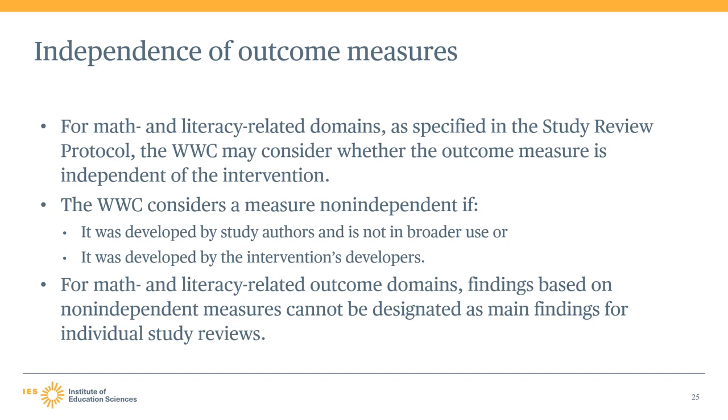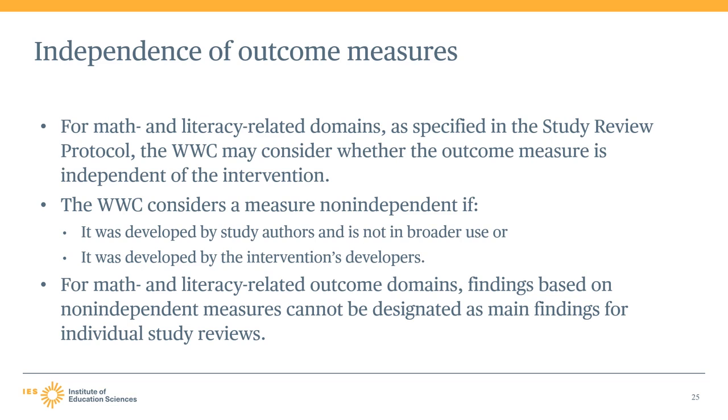Measure independence is one additional consideration the WWC will make when assessing outcomes, and this is a new consideration under version 5.0 of the handbook. The independence of an outcome measure refers to whether an outcome measure is independent of the intervention. The WWC only considers the independence of outcome measures for math and literacy-related domains, as specified in the study review protocol, and depending on the purpose of the review.